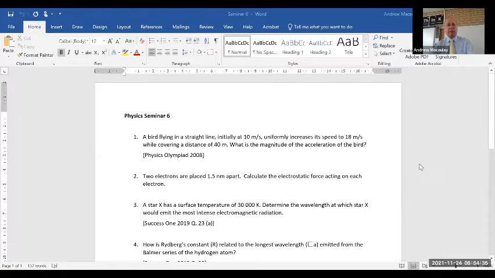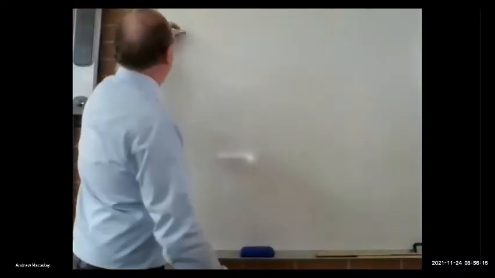Question 1 comes from a physics Olympiad in 2008. A bird flying in a straight line, initially at 10 meters per second, uniformly increases its speed to 18 meters per second while covering a distance of 40 meters. Okay, what is the magnitude of the acceleration of the bird? So this question obviously is a calculation question. So the data.